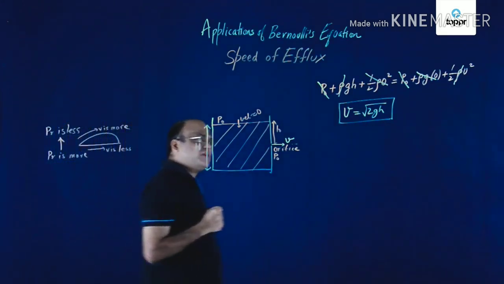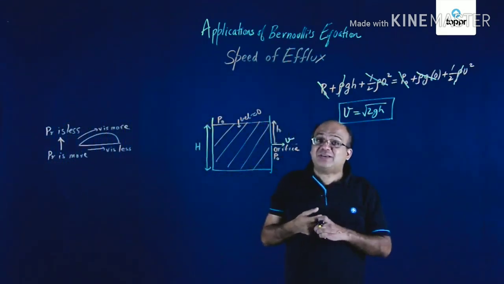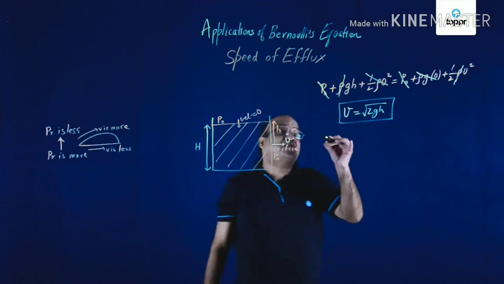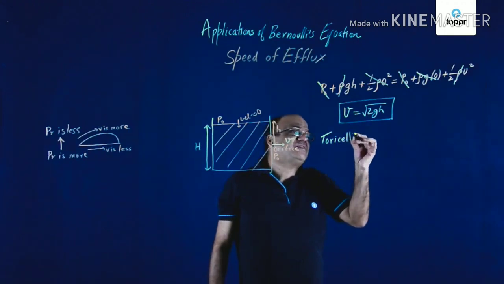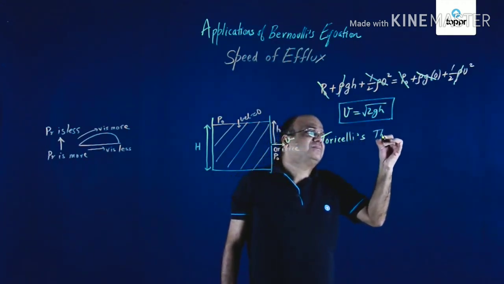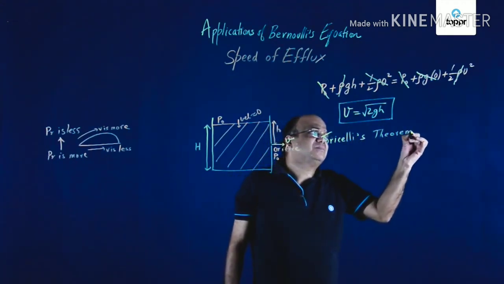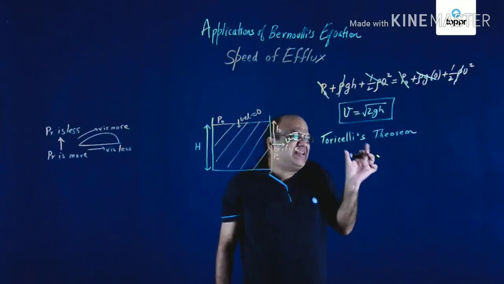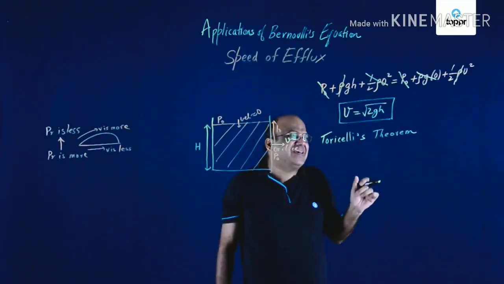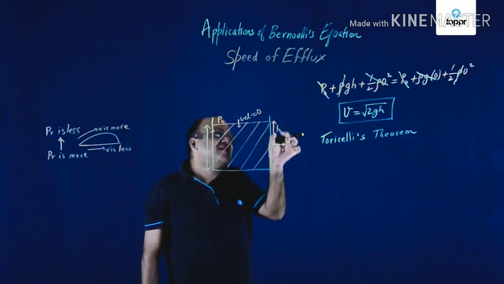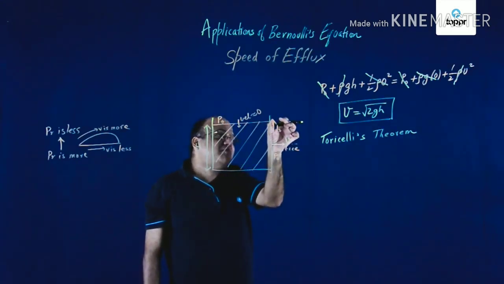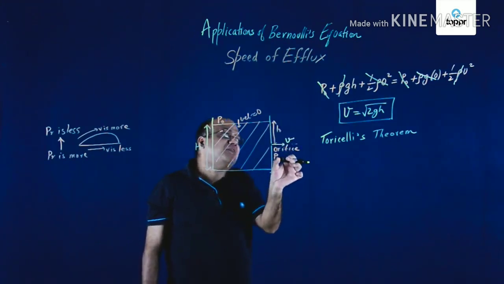So this is very important. This comes from Bernoulli's equation, and from here we get Torricelli's theorem. Torricelli's theorem tells us that the speed of efflux is the same as the speed that the liquid would have attained if it was falling from the same height.